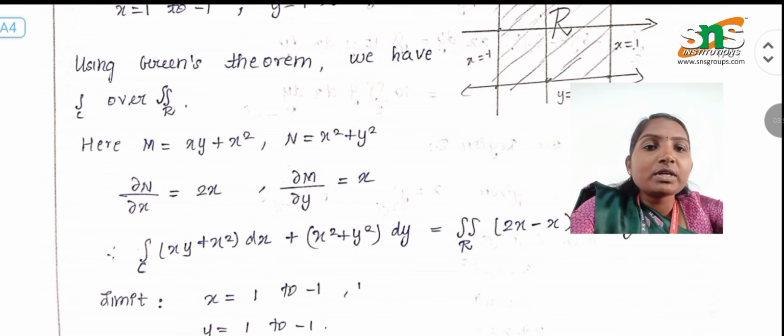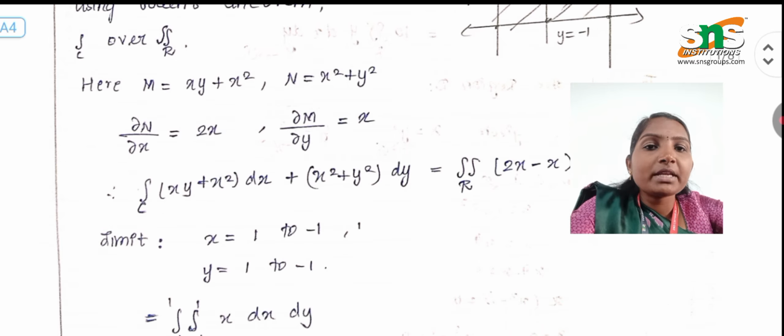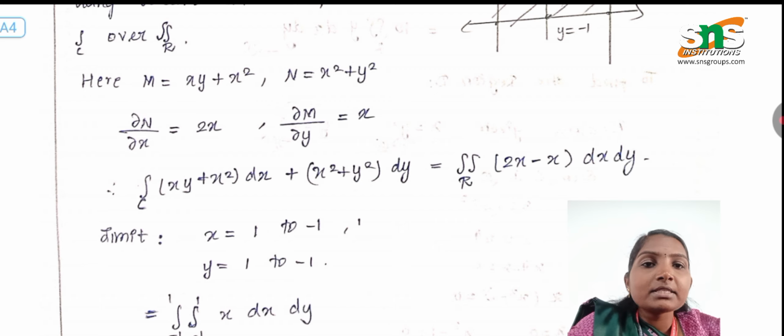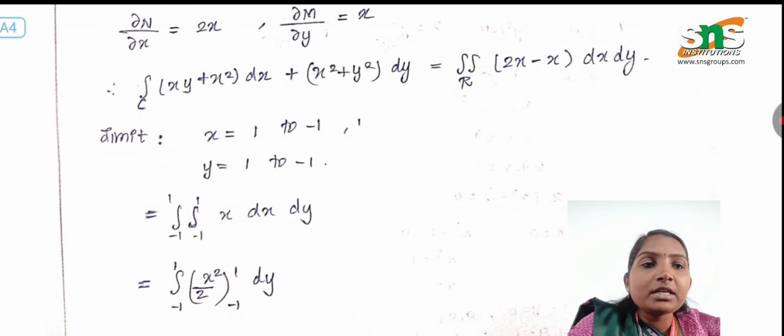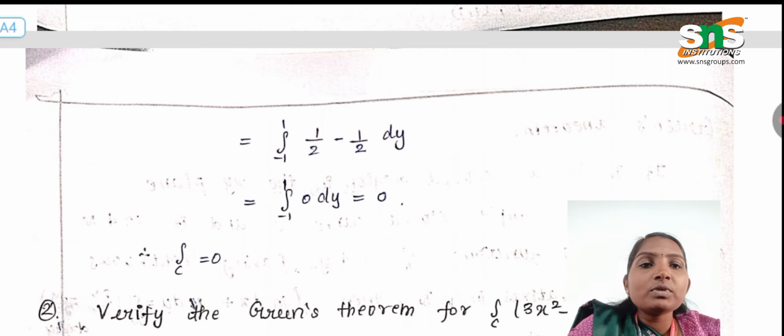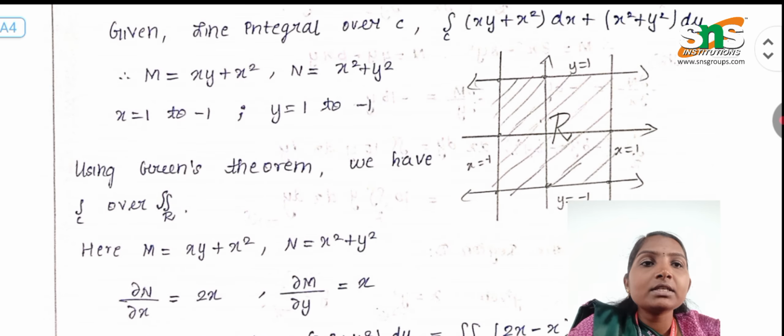Within the limits, x is equal to 1 to minus 1 and y is equal to 1 to minus 1. So it is x into dx dy. On integrating it, you will have x squared by 2 within the limits minus 1 to 1 dy. On substituting the upper limit and the lower limit, it will be 1 by 2 minus 1 by 2 into dy. 1 by 2 minus 1 by 2 is 0. Therefore, the value of the integral here is 0. So, the integral over C on the boundary of the square is 0. This is what we found using Green's theorem.